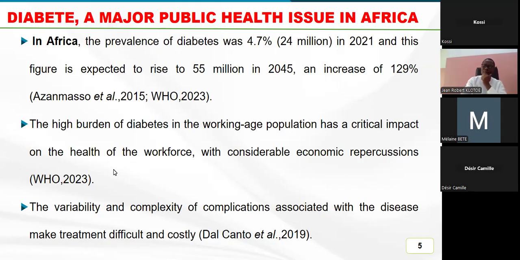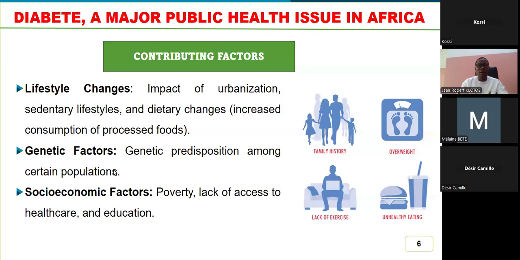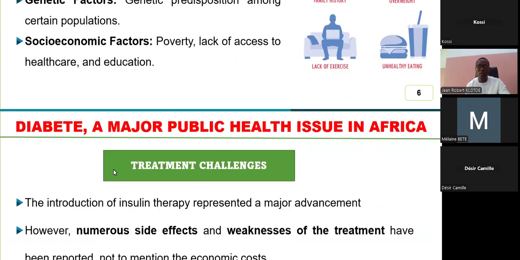So how to address the management of diabetes? A lot of factors contribute to the incidence or the intensity of diabetes in the population. We have lifestyle, food, dietary change. We have also genetic factors, and also other factors like poverty, lack of healthcare or education, which also contribute to the incidence and occurrence of diabetes in the population. When we look at all these factors, we can easily understand why the level of diabetes in Africa, especially in low-income and poor countries, is huge.